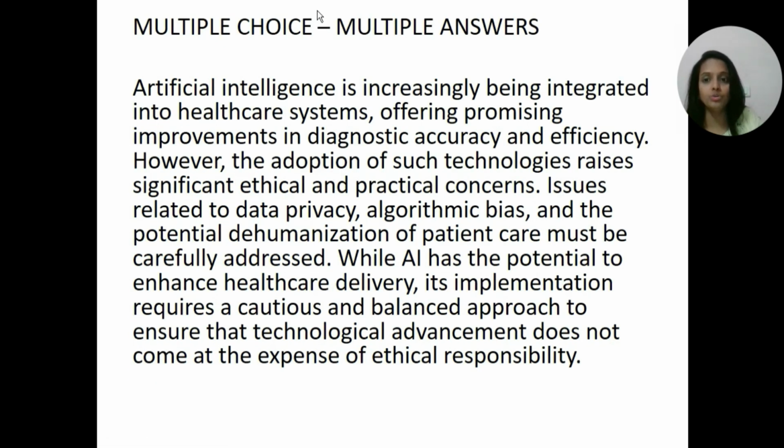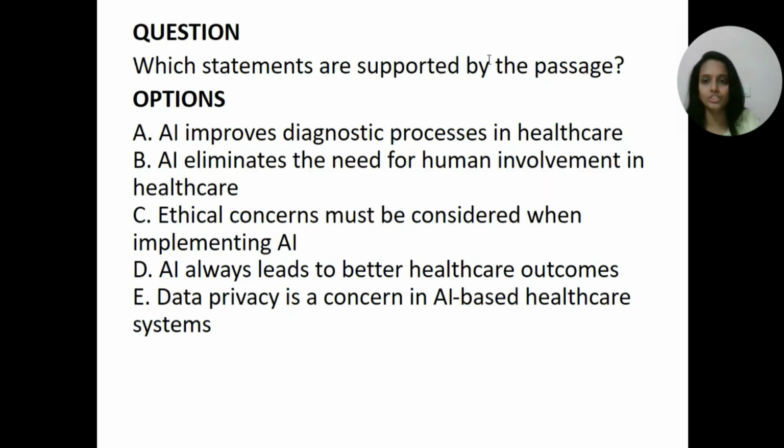Now let's move on to multiple choice, multiple answer. So this is the passage here. You can just pause this again and you can go through the passage. Once you are done, you can move on to the question. Let me show the question here. Which statements are supported by the passage? So here multiple choice, multiple options. So that means here more than one answer could be correct, right? Now you can look at the options and then you can find out what are the correct options.